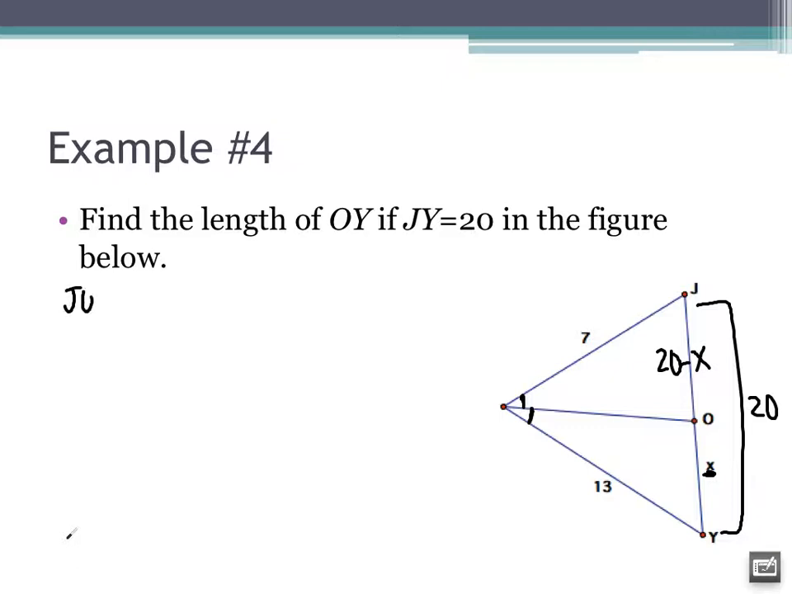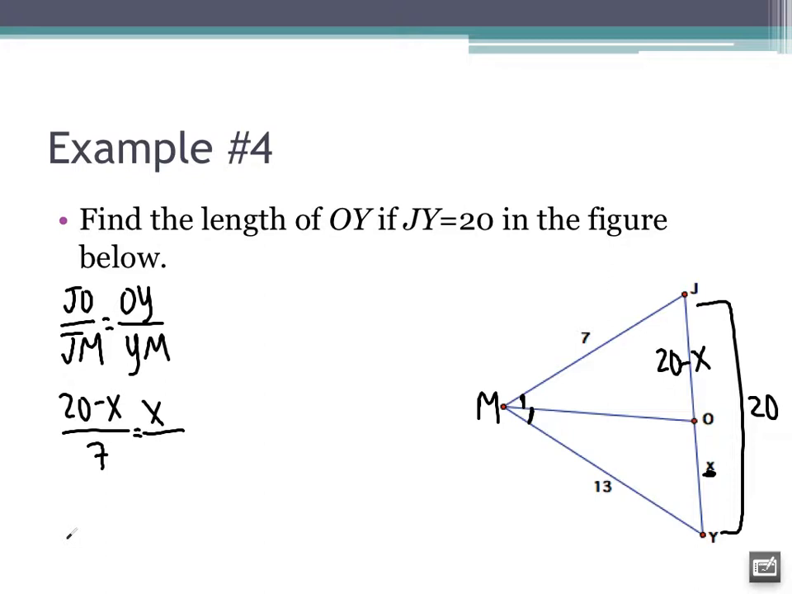Now let's set up our proportion. We have JO corresponds to J, I'm going to add a letter there, JM. OY is going to correspond to YM. Now let's fill in what we know. JO is 20 subtract X. JM is 7. OY is X. MY is 13. Let's do our cross products.